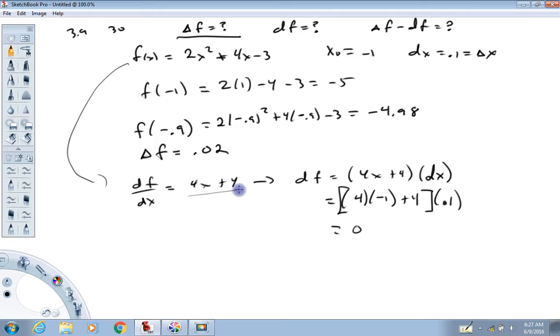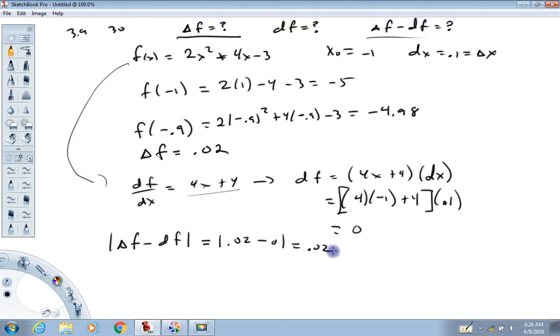So that's fine. And then the very last question was delta f minus df, in absolute value just to give us a positive quantity. So in this example, that's going to be 0.02 minus 0, absolute valued, if I write it all out, which is 0.02. Now, this is how you work problems 29, 31, and 33.